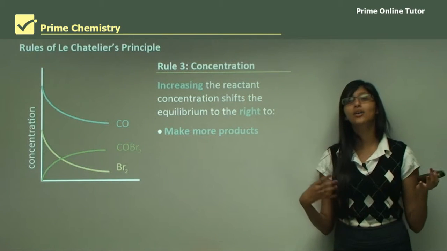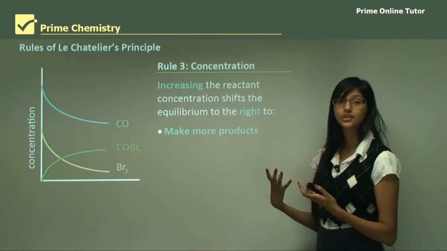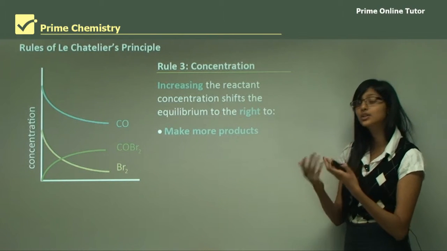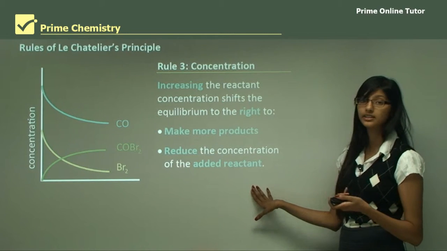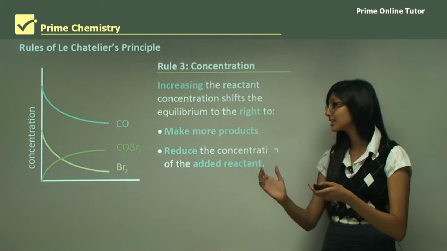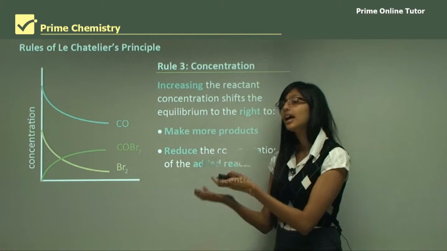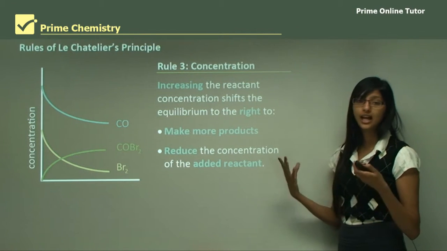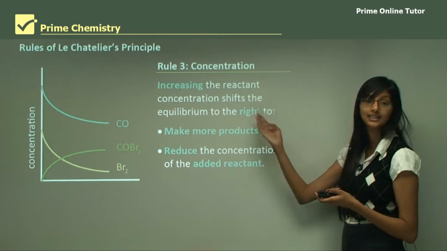Now let's look at how concentration disturbs the equilibrium position. So if we increase the reactants concentration, so we increase how much reactants are involved, the equilibrium will shift to the right to make more product. And why is that? This is to reduce the concentration of added reactant. So in a reaction, if you add extra reactants, then the amount of extra reactant added will be converted to products to reduce the extra amount of reactant added. So that's what equilibrium will do. It will try to stabilize the reaction, and hence it will move to the right.